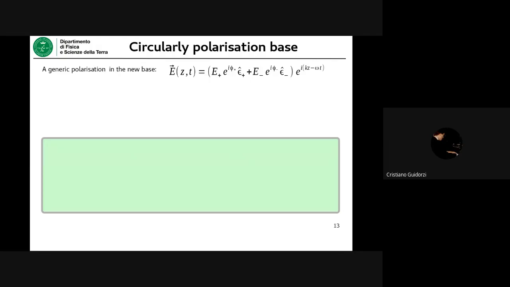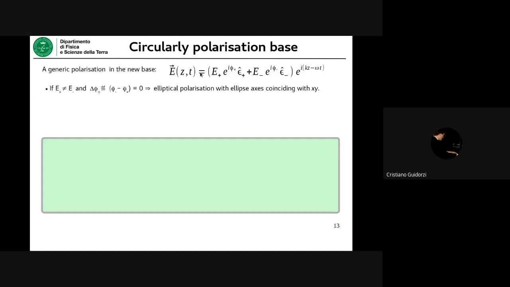So you can make a choice, either a linear polarization basis or a circular polarization basis. And in any case, you can express a generic polarization as a function of either basis. So you can also express a generic case with a linear combination of the right and left polarization, each of which has its own phase. So the phases we will call phi plus and phi minus, and the corresponding amplitudes E plus and E minus are the amplitudes for the two circular polarization basis.